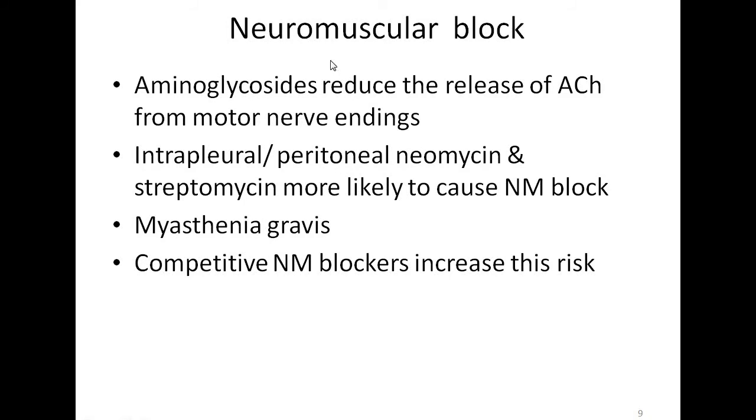The mechanism of action of neuromuscular block is that aminoglycosides reduce the release of acetylcholine from motor nerve endings. Therefore, aminoglycoside antibiotics are relatively contraindicated in myasthenia gravis. Intrapleural and intraperitoneal neomycin and streptomycin are more likely to cause neuromuscular block, and the use of competitive neuromuscular blockers increases this risk.